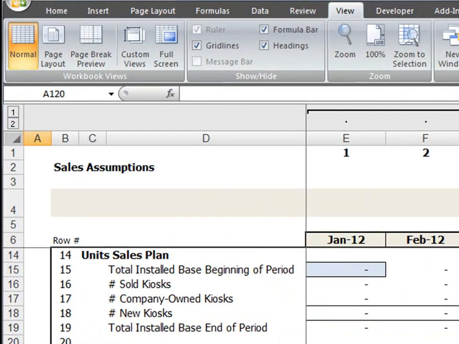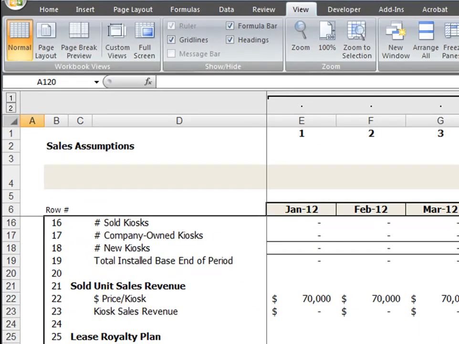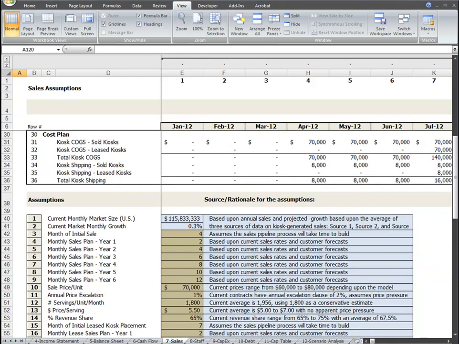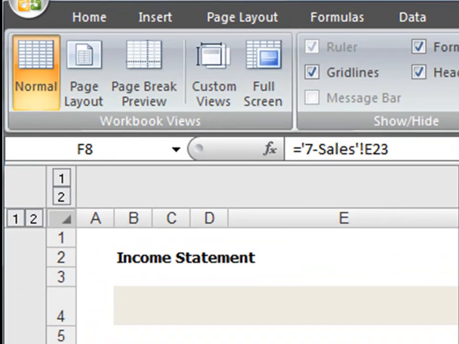The unit sales plan starts with the beginning installed base, adds the sold kiosks, the company-owned kiosks that are placed into the market, and a total installed base. This kind of view is always helpful to see the growth of new units plus existing units. The next 2 sections are the output on sold units and leased company-owned units, with everything driven by the assumptions table. The cost plan section also pulls from the assumptions table and clearly shows the direct costs associated with your sales. These revenue and direct costs are pulled directly into the income statement, as shown on the formula bar of the income statement worksheet tab.